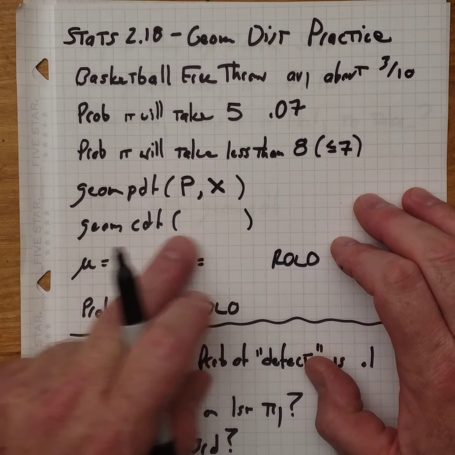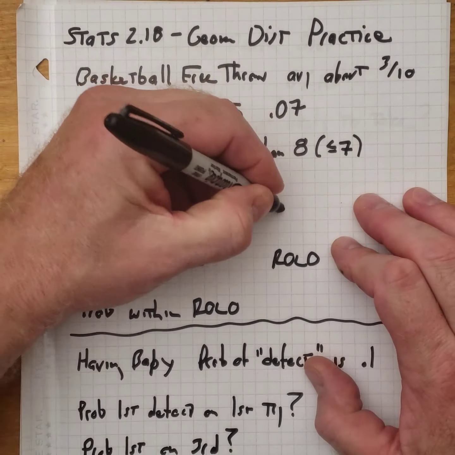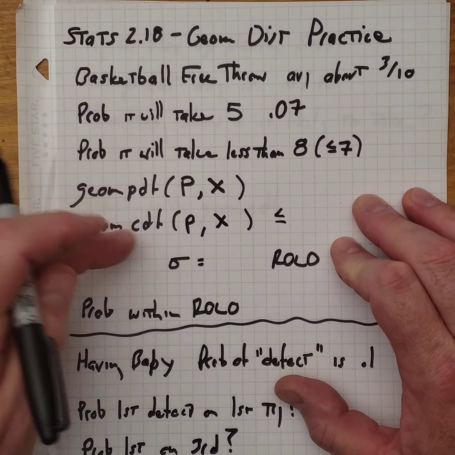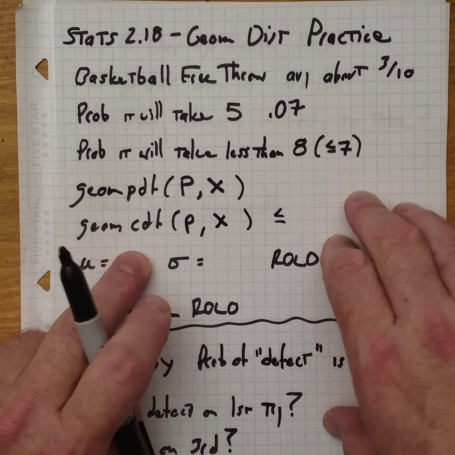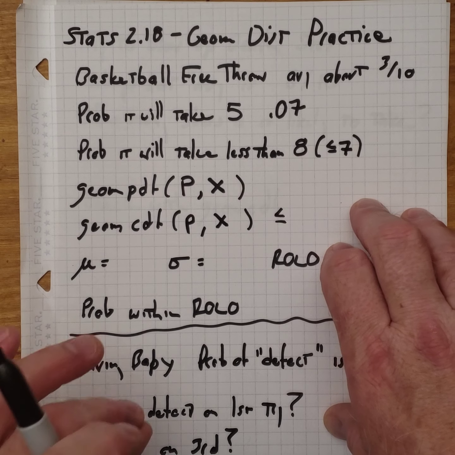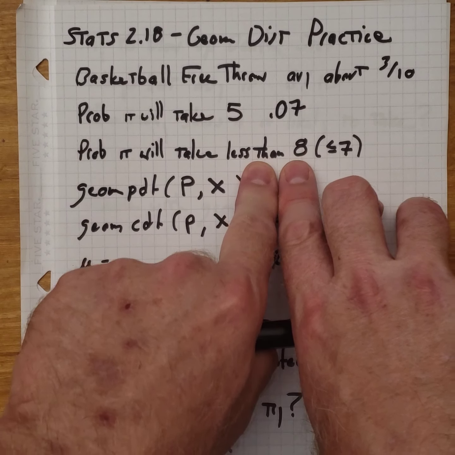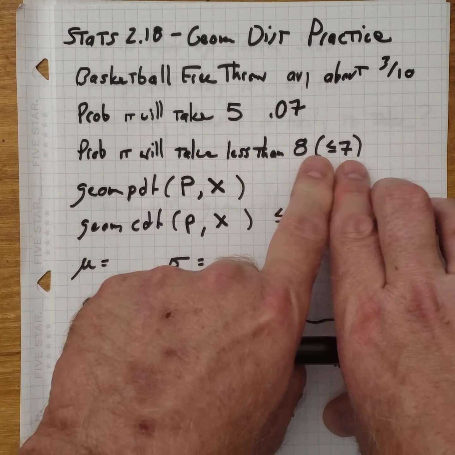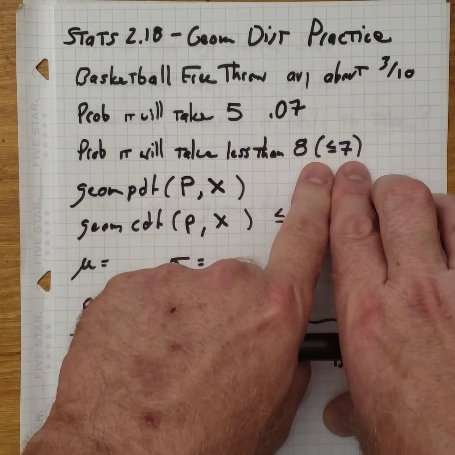Now, the CDF always does less than or equal to. So we have to give it the probability and then the number, the same information as before, that we want to know the probability for less than or equal to. So if I want to know less than 8, that really means 7 or fewer. So we're going to put a 7 in there.